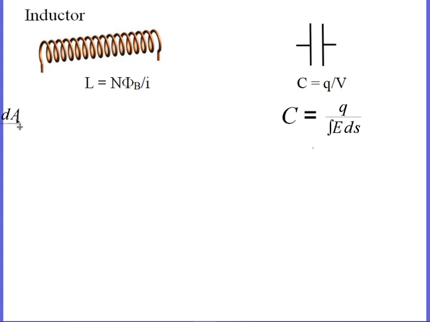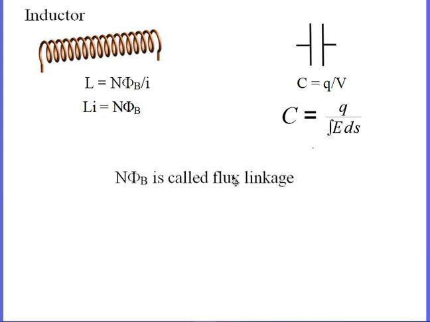Okay. I rather like multiplying through this equation by I to get at this equation, and I've done it out of order. I was supposed to assert that what you have here is flux through each of these loops, and then if you multiply that by the number of loops, that's sort of the total flux divided by the current. Well, there's a name for N phi. It's called the flux linkage.